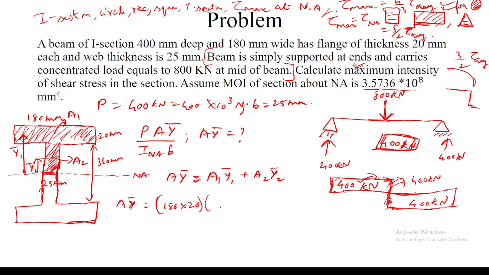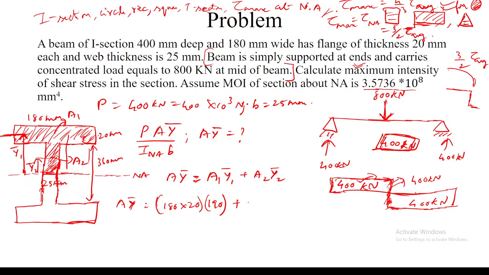And what is the value of Y1 here? 190. Yes, it is 190, since you have to take the Y1 value from the neutral axis, okay? I have actually marked it here. So this value you need. Here 10 will come and here 180, so the total value is 190.